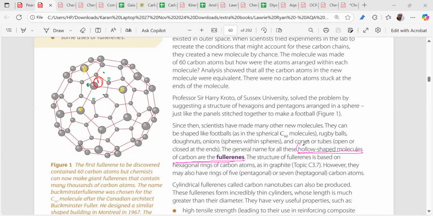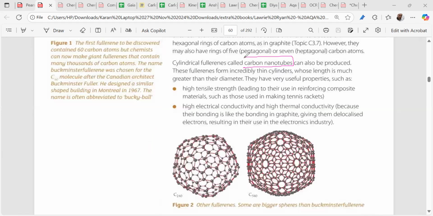They're hollow-shaped molecules, so they can be of any shape. They can be a cylindrical shape. If you have a cylindrical shape, we call it carbon nanotubes. These will have extremely high tensile strength and high electrical conductivity, because one carbon is attached to three other carbons. Thus, they have a high electrical conductivity.